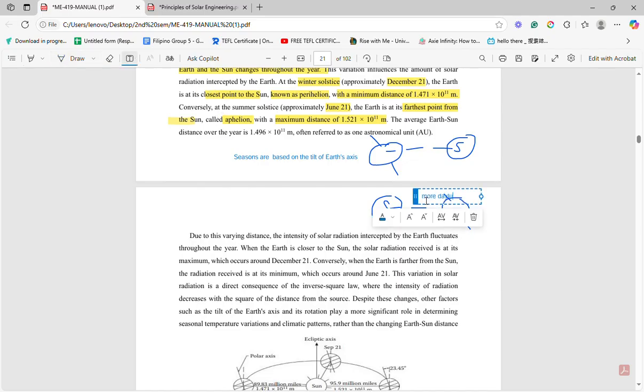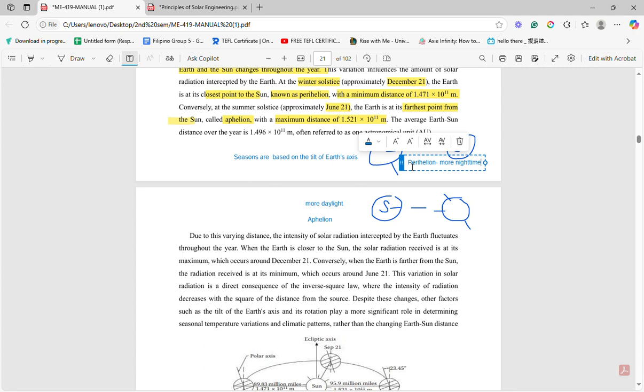during these days, more daylight in aphelion. This is aphelion, more daylight. It means there is a longer daytime. So that's it. Whereas in perihelion, the one that we discussed earlier, there is more nighttime.